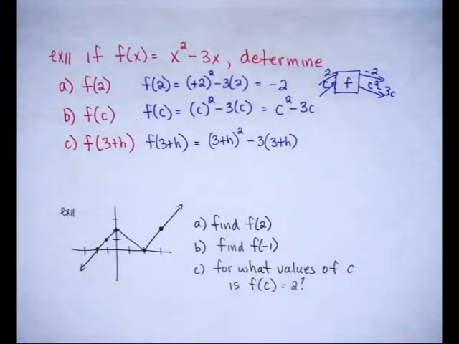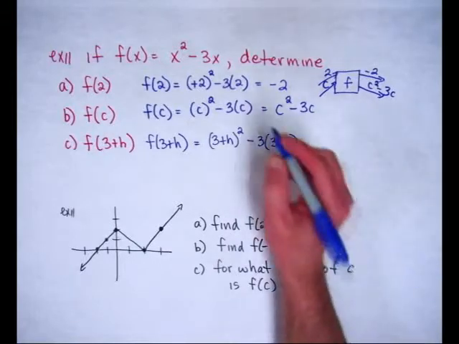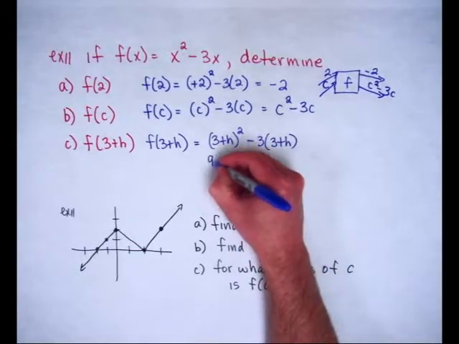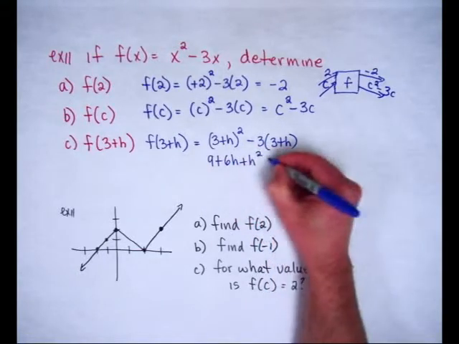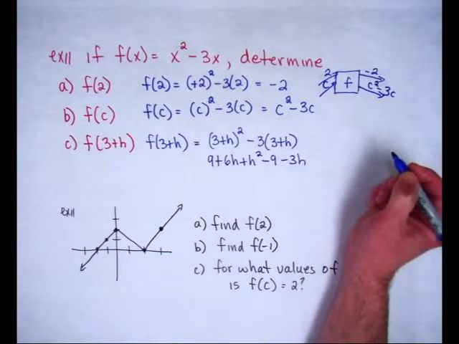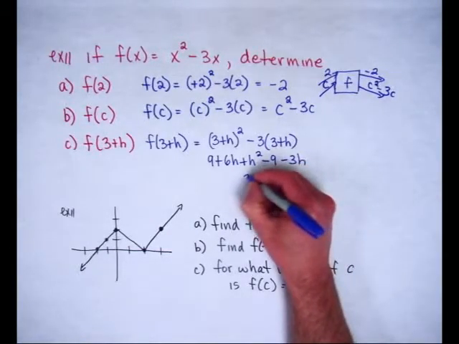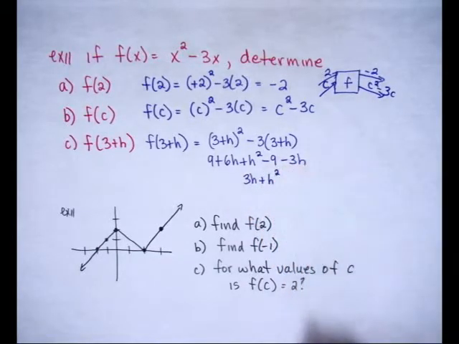3 plus h. Now, in a situation like this, you would probably simplify your expression. So 3 plus h squared just means 3 plus h times 3 plus h, which would be 9 plus 6h plus h squared. Distributing the minus 3 into the bracket, we get minus 9 minus 3h, and our result would just be 3h plus h squared.